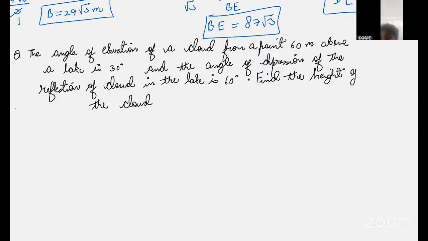सर आई हैव अ डाउट, ये जो हाइट ऑफ द क्लाउड है वो अपन को नीचे से लेक से माननी है, फिर वो अबव 30 डिग्री वाला उससे? नहीं, हाइट ऑफ द क्लाउड तो पूरा लेक से होगा ना.